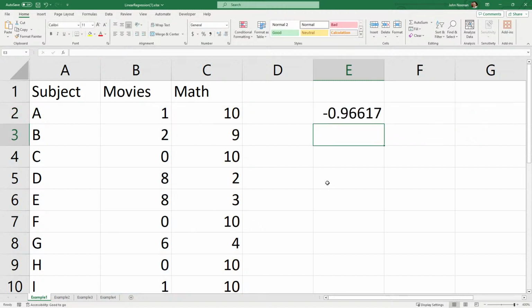So what's the correlation coefficient? It's negative 0.966. That's a pretty big correlation coefficient. And by big, I mean it's close to 1 or -1. Correlation is always between 1 and -1.